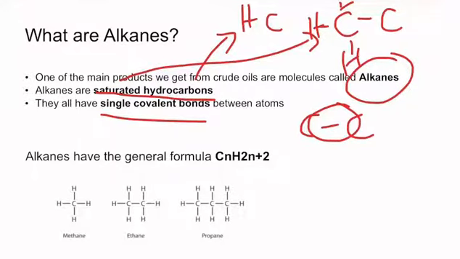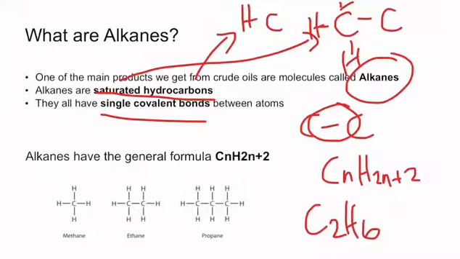We also need to know that all of the alkanes have this general formula of CnH2n+2. What this means is that for every carbon atom that we have, we take 2 times that amount of carbon atoms plus 2. So for example, if our alkane had 2 carbon atoms, we can find out how many hydrogen atoms it has if we times this number by 2, so 4, and add 2 to it, 6.